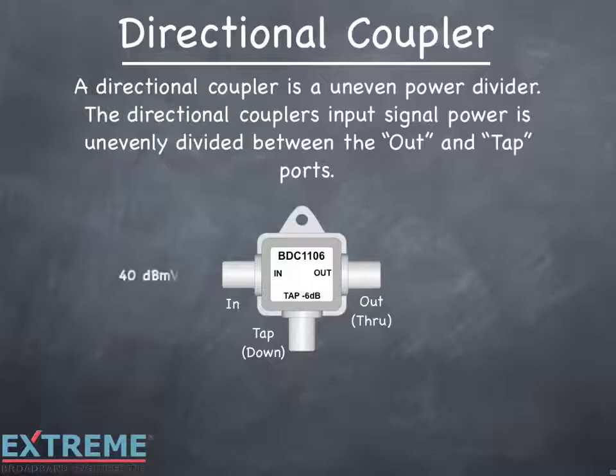Here we're feeding the input with 40 dBmV. The signal flows from the input to the output port, which is the insertion loss path for directional couplers. In this case, it has 2.1 dB of insertion loss for an output of 37.9 dBmV. From the input to the tap or down port, a directional coupler loses whatever the value of the directional coupler is. In this case, 6 dB for an output of 34 dBmV.